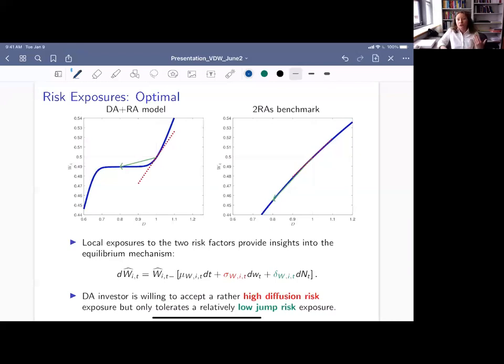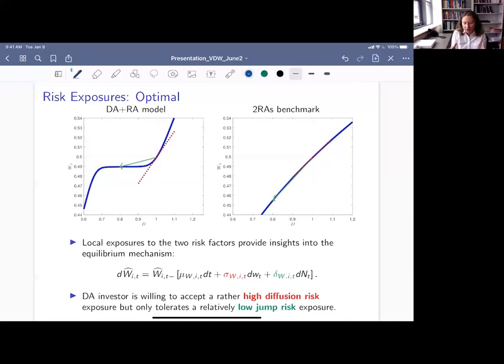But what is happening is that if you compare the disappointment averse investor to the more risk averse investor in the other model, the disappointment averse investor is actually willing to accept a bit more of a diffusion risk, but is really averse, naturally because of the preferences, to the jump risk exposure.